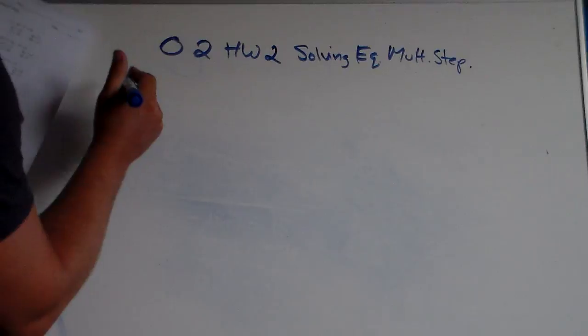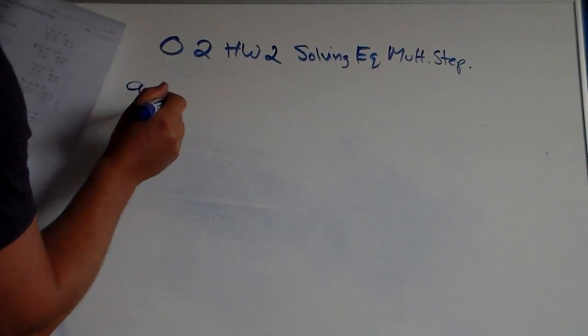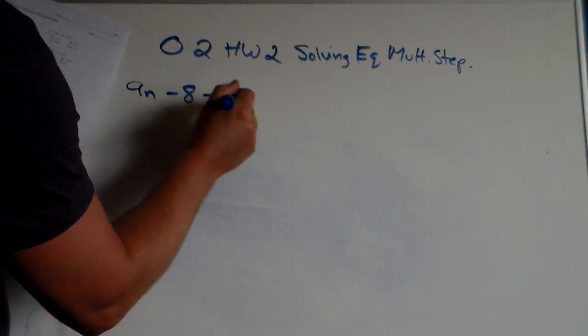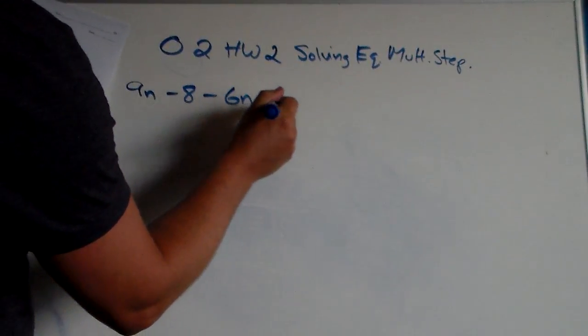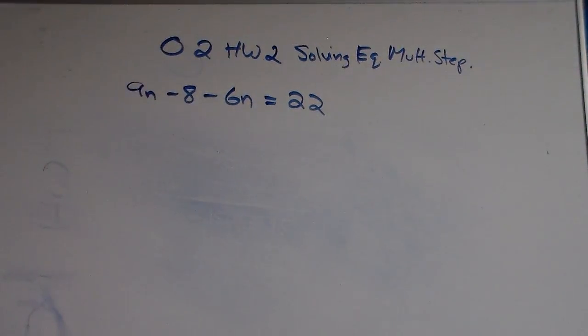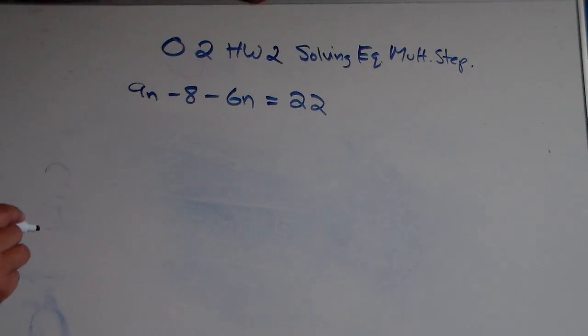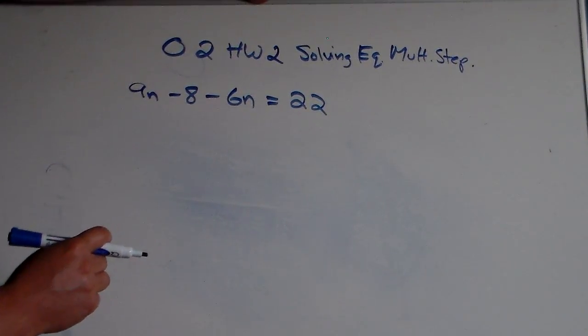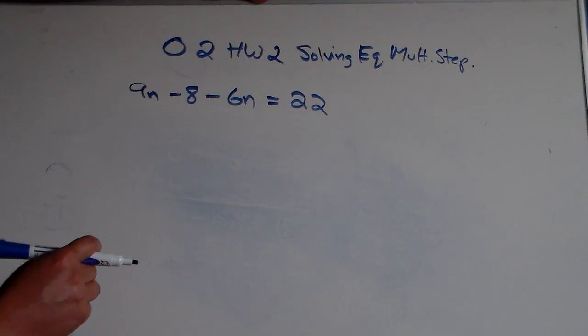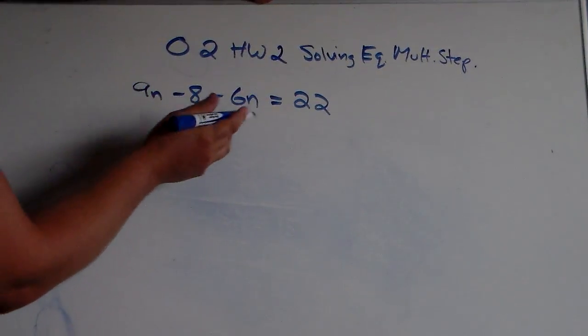Now number 5 says 9n minus 8 minus 6n equals 22. What we do, we look for combined like terms, and then we're going to eventually solve for n. Solve for that variable, what that variable stands for, what number. So we look on the left-hand side of the equal sign.